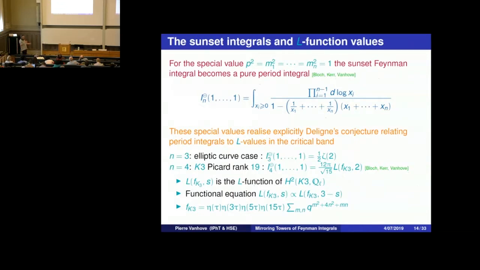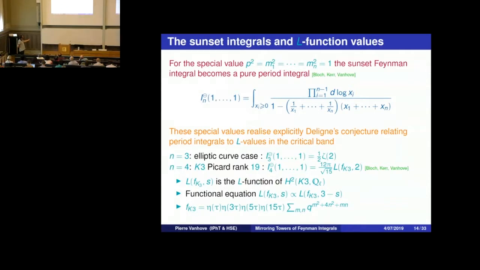For n equals 4, the graph hypersurface defines a K3 that I will describe in more detail later. It's a special K3 surface that has Picard rank 19, and the value of the Feynman integral is this L-function, L of K3 with this square root of 15, whatever, evaluated at 2. And actually, what we proved is that, since this is a period, essentially you want to prove a special case of the Lin conjecture relating period integrals to L-values in the critical band. And this is what we did.